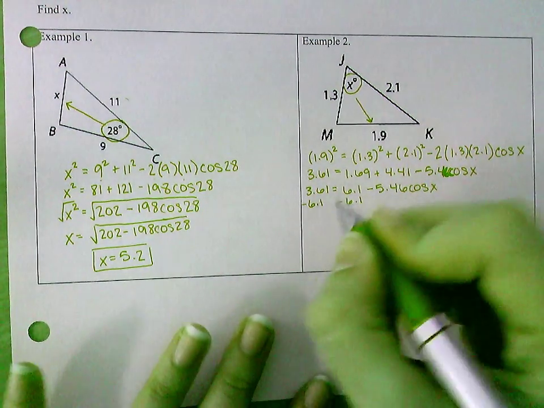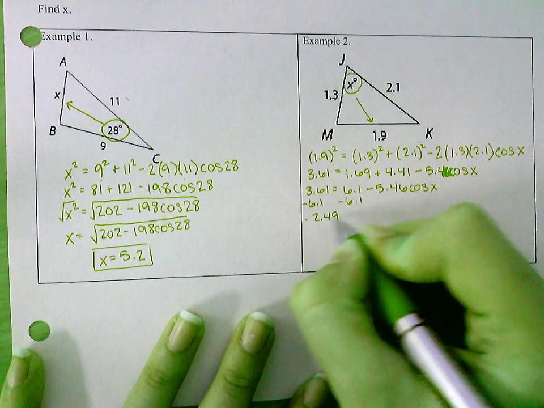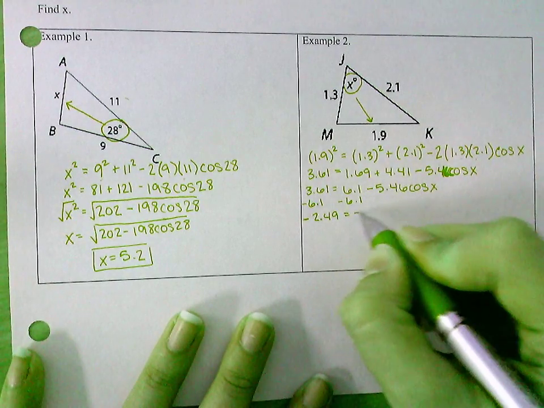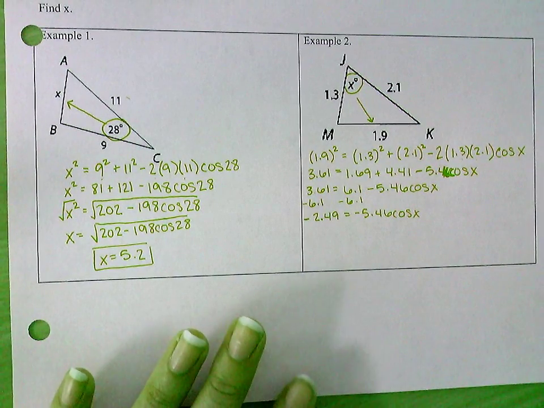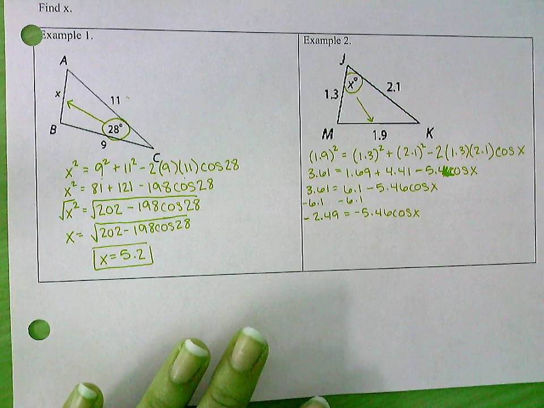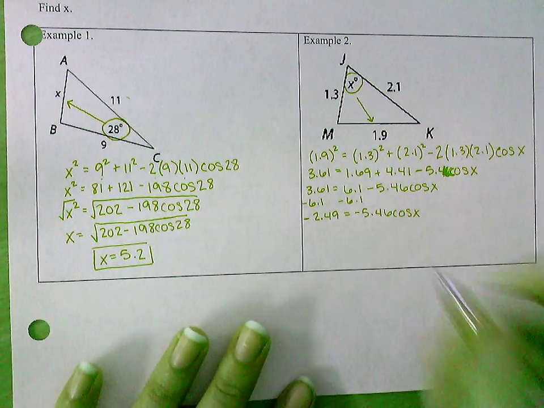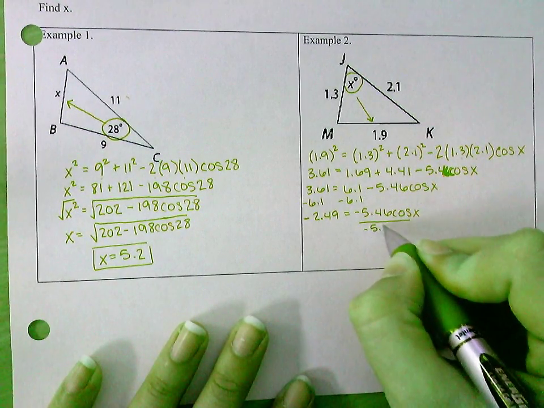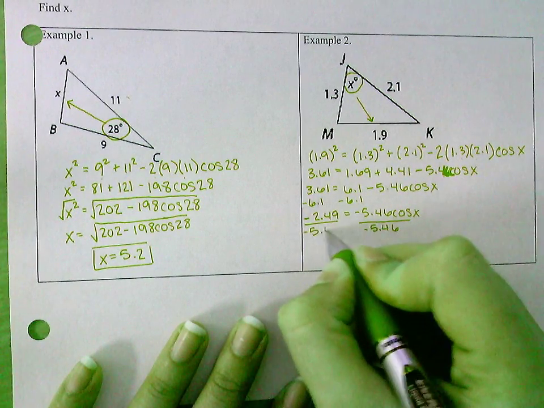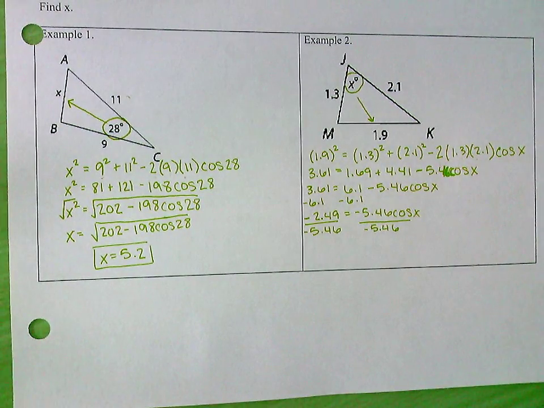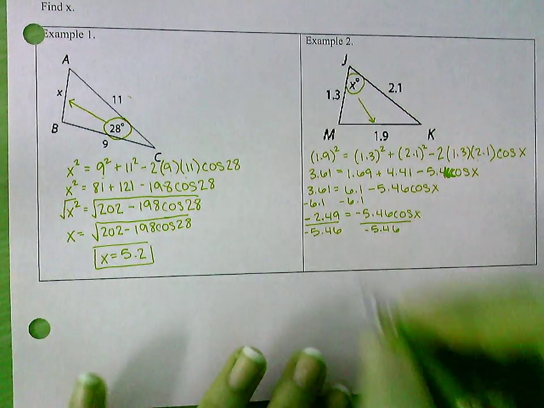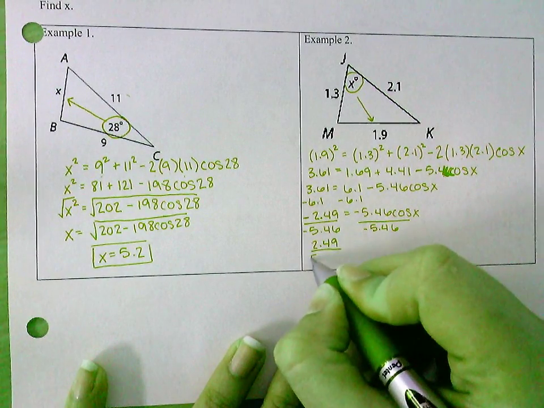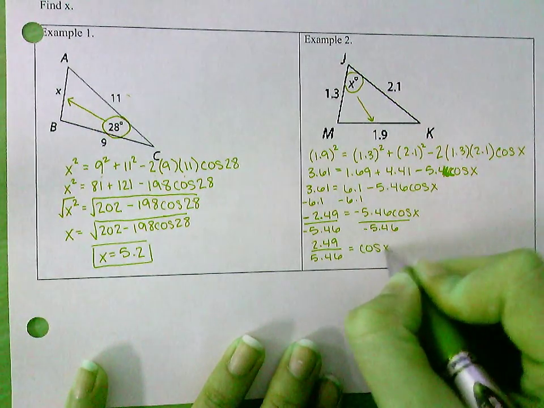Okay. Here you'll get negative 2.49 is equal to negative 5.46 cosine of x. Okay, I have negative 5.46 times cosine of x. Since they're multiplied together, you need to divide by negative 5.46. I'm going to leave this as a fraction. Okay? However, if I have a negative divided by a negative, that's positive. So I have 2.49 over 5.46 equal to the cosine of x.